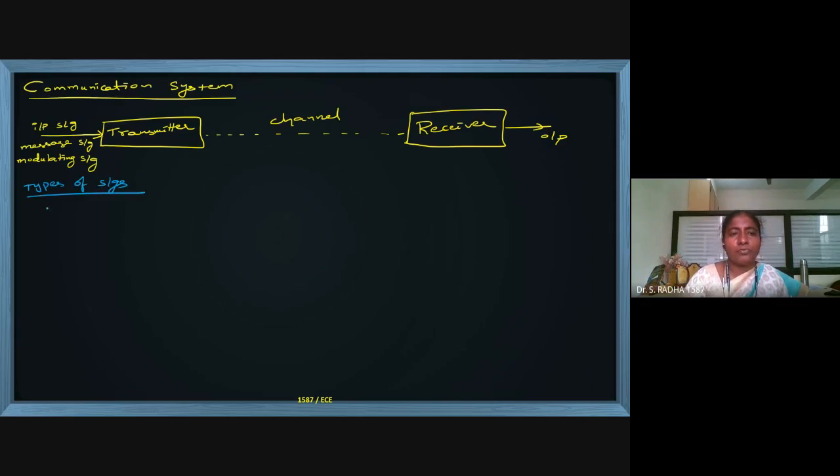Okay. So the first one is voice signal. Second is audio signal. Third one is video signal. And the fourth type of signal is data signal.